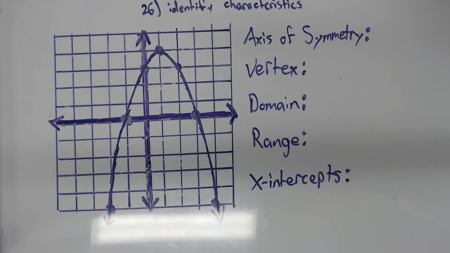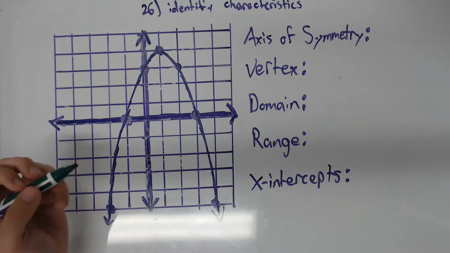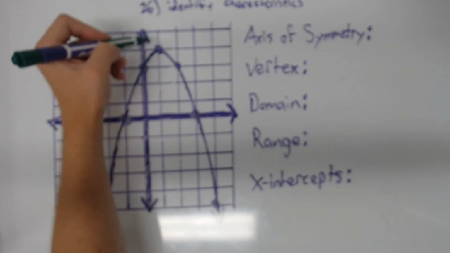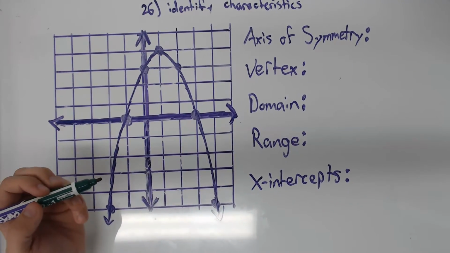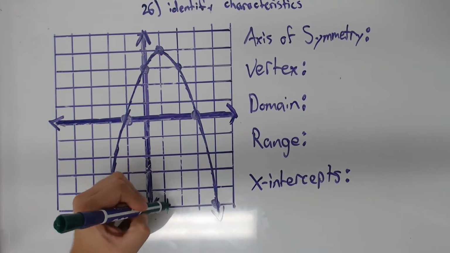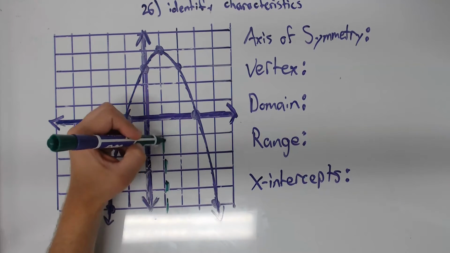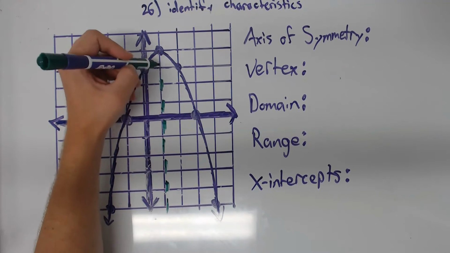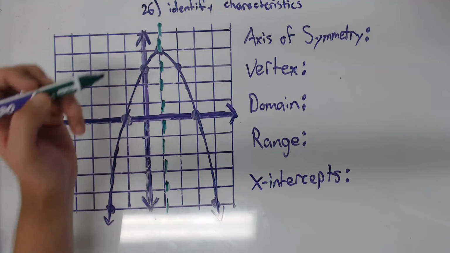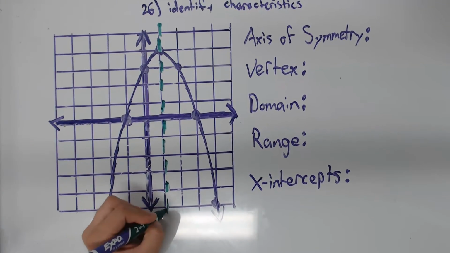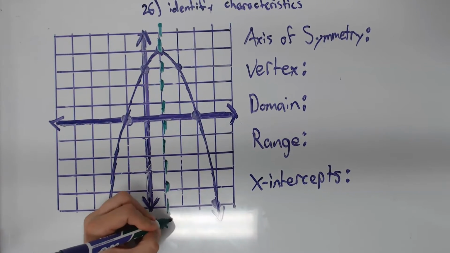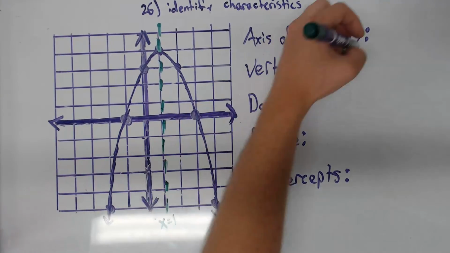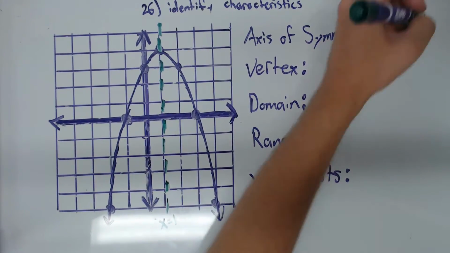Number 26 should be pretty straightforward. There's not really much calculating to do, just vocabulary and knowing what to look for on the graph. So axis of symmetry is our fold over line, so I'm going to put a dashed line here. This is the line it's symmetric over, hence the name. So this is at x equals 1. Axis of symmetry is always written as x equals something for a quadratic.